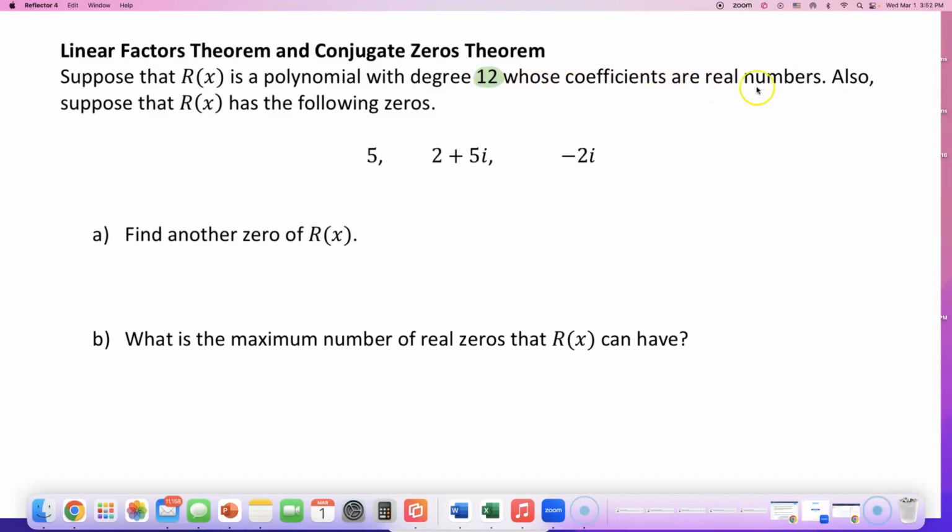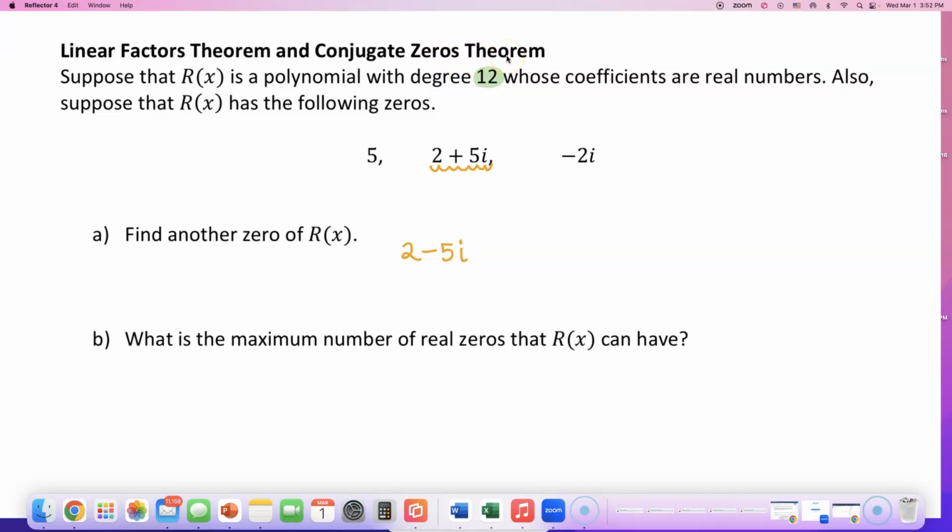But whose coefficients are real numbers? Also, suppose that R of x has the following zeros. Ooh, they gave us 1, 2, 3 zeros already. So we just don't know 9 of the other ones, right? But the first one is a real zero. This one right here is a non-real zero, right? So if 2 plus 5i is a zero, guess what? 2 minus 5i must be another zero by the conjugate zeros theorem.